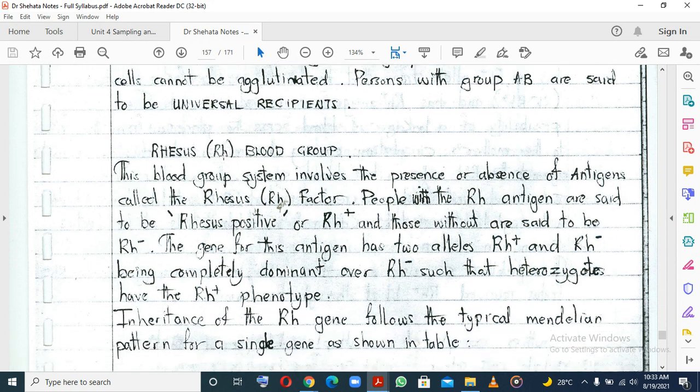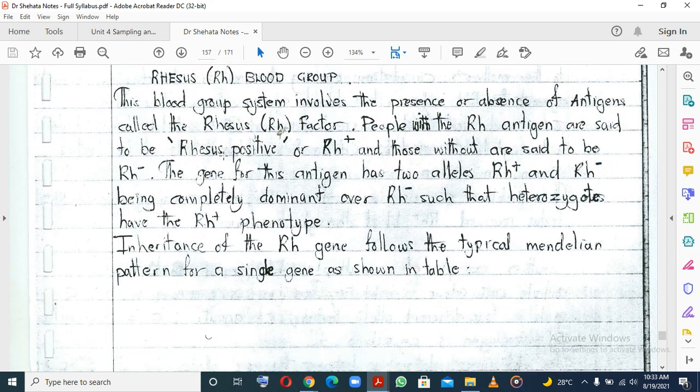Now, the other thing which is important to take note of in blood transfusion is what you call the rhesus factor. The rhesus factor is very important because it tends to have huge consequences, especially for babies. The rhesus blood group system involves the presence or absence of antigens called the rhesus factor. And remember, an antigen is just a protein that's found on the red blood cells.